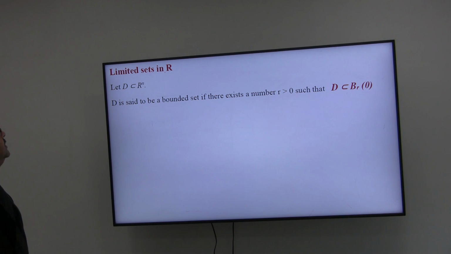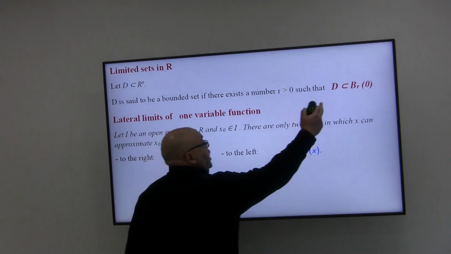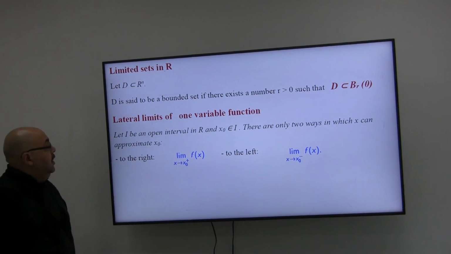Here it says limited sets in R. D is said to be bounded if there exists a number R greater than 0 such that D belongs to the open ball at 0 with radius equal to R.